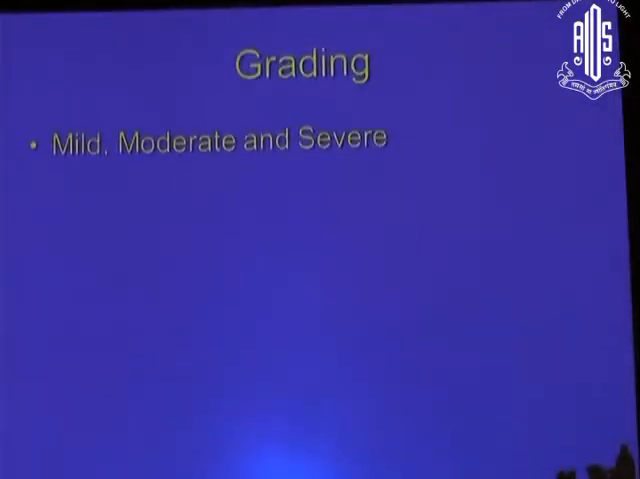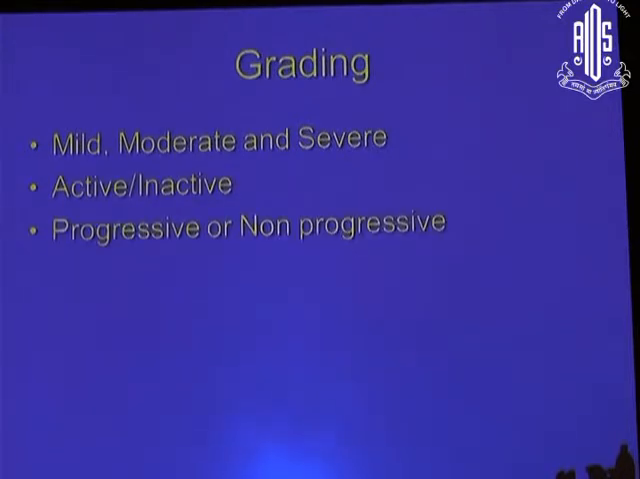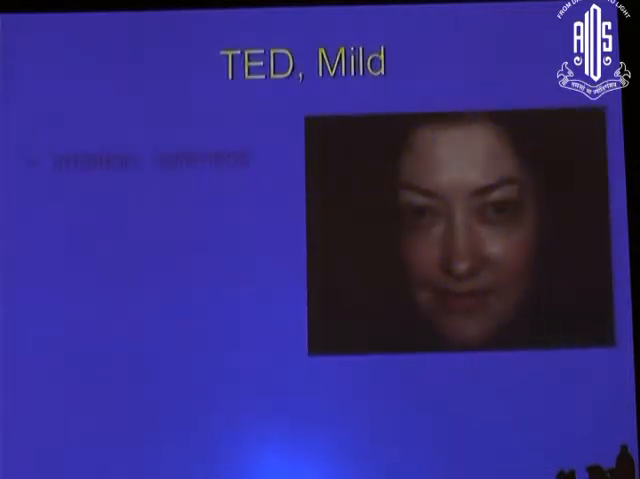What we tend to do is use a simple system called mild, moderate, and severe, active or inactive. Is it progressive or non-progressive? So when somebody presents with thyroid eye disease, what you want to know is, is it mild, is it moderate, is it severe, is it active, is it inactive, is it progressive or non-progressive? These are all the questions you need to ask, and most of the answers can easily be given instead of going through a long scoring system.